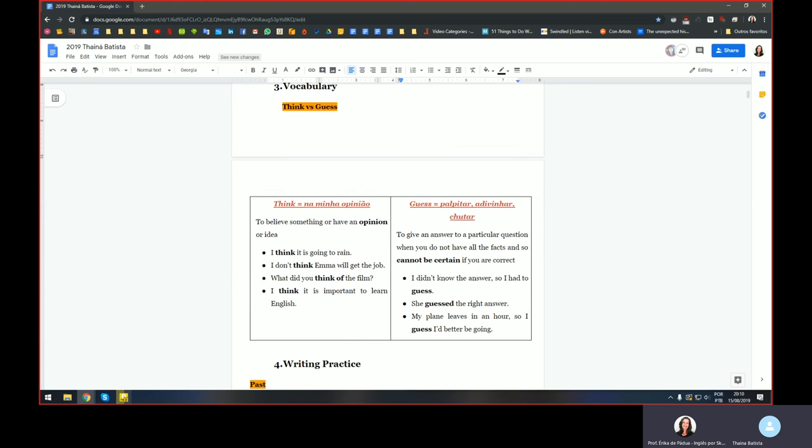Okay, so let's see a little more here. Vocabulary. Difference between think and guess? I chose these two verbs because always I think, oh my god, can I use think or can I use guess? But let's take a look at it. So think, in Portuguese, it will be na minha opinião. The definition is to believe something or have an opinion or idea. Here the key word is opinion, personal opinion or your personal idea. So I put some examples.